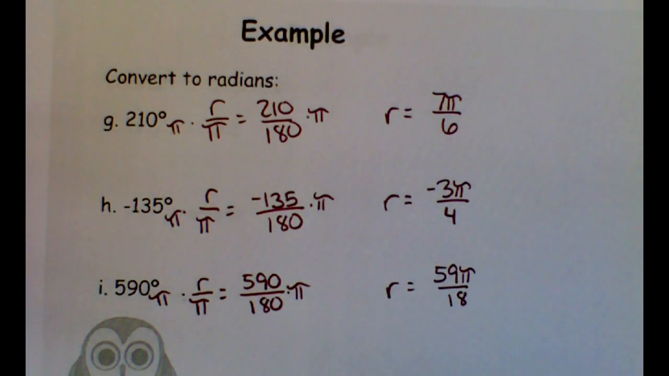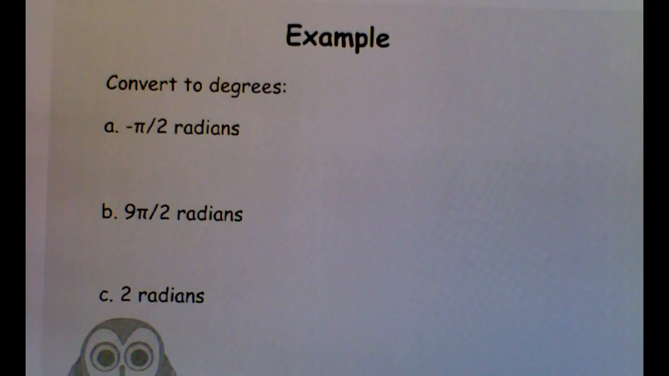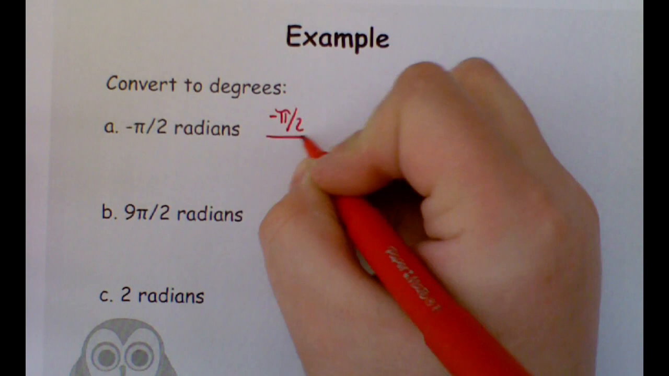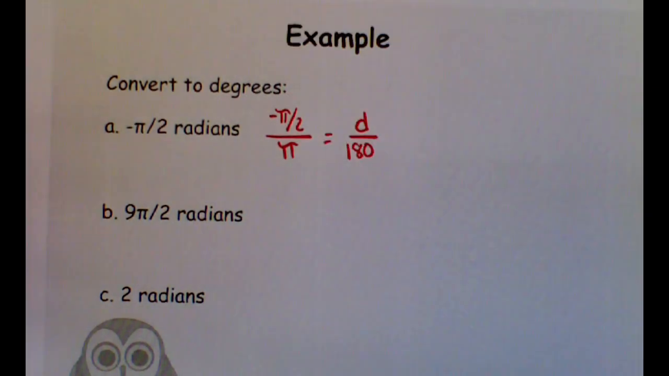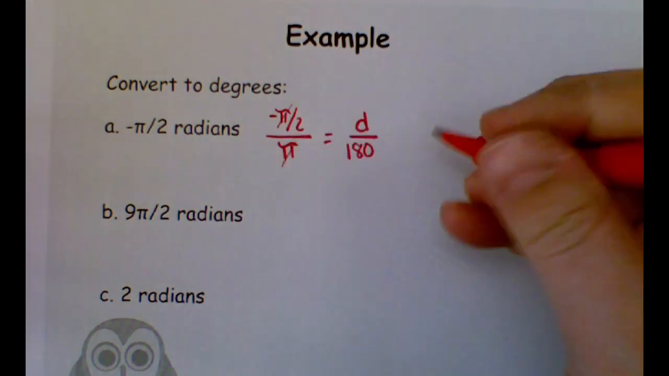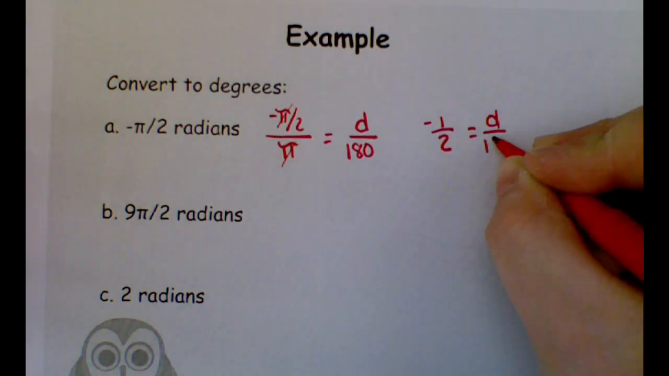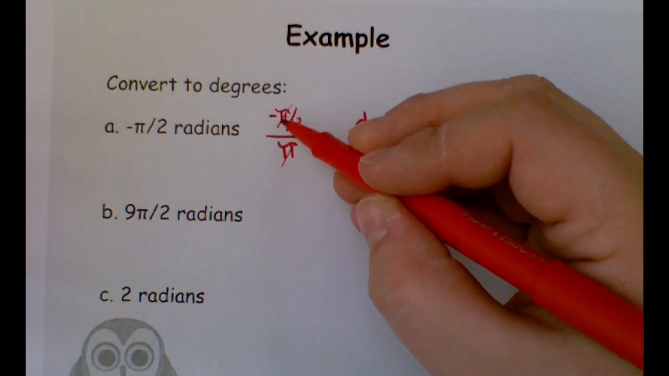All right, now let's convert the other way. We're going to convert into degrees now. And this looks a lot more complicated than it is at first. So we take our radians, negative pi over 2, over pi, equals degrees over 180. The nice thing about this is that if there's a pi in our radian measure, these pi's actually cancel, leaving me negative 1 over 2 equals degrees over 180. Notice that it's still leaving me a 1 here where the pi was.